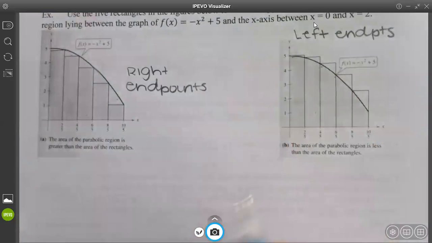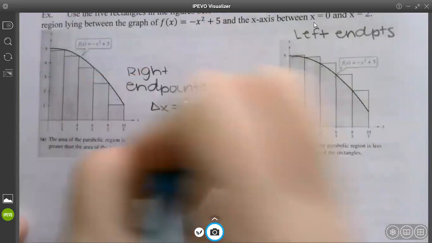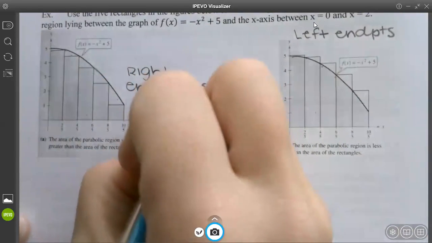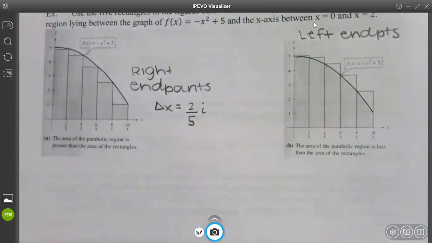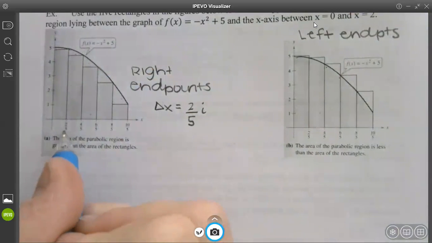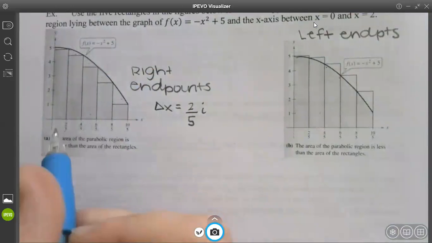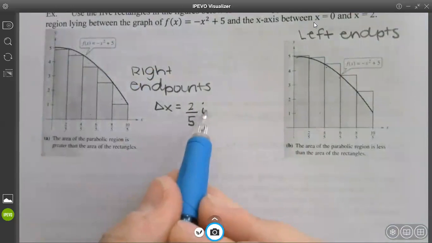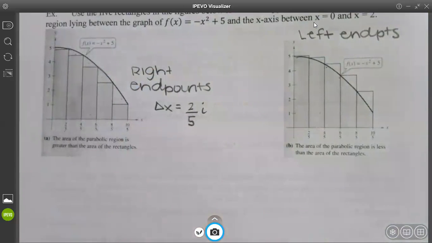So your right endpoints on this one, your delta x is going to be 2/5. In a few minutes, I'll explain to you exactly how to get that. But if you look, we have 2/5, 4/5, 6/5, 8/5. So all of those are 2/5 times 1, 2/5 times 2, 2/5 times 3, 2/5 times 4. That's where this is coming from. Now, there's a way to get that. We'll get there in a minute.